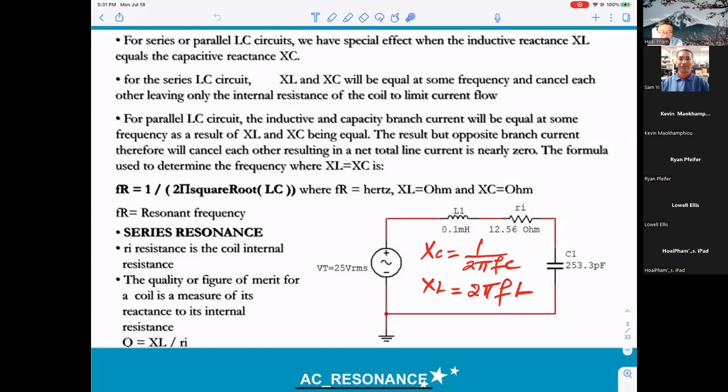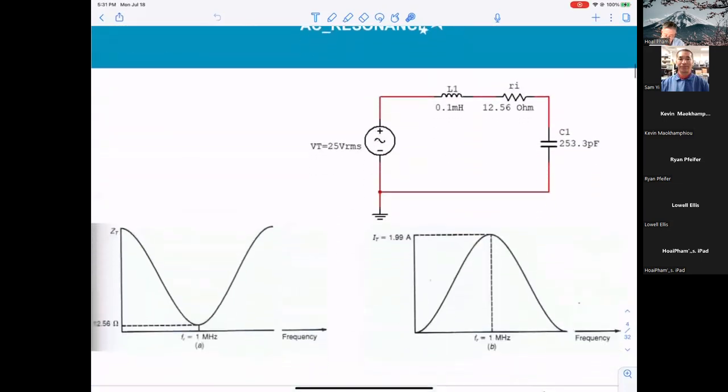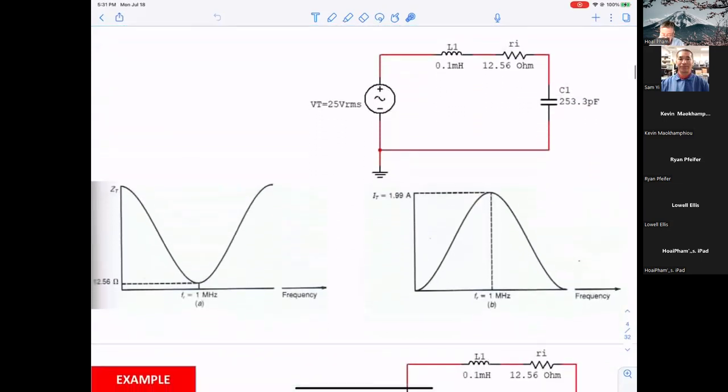If RI is big, Q will go down. Okay? We don't want more internal resistance in the coil. That is not good. Now, try to understand this circuit here. For this circuit, you can get a 25-volt RMS source, and the circuit already shows you the plots.